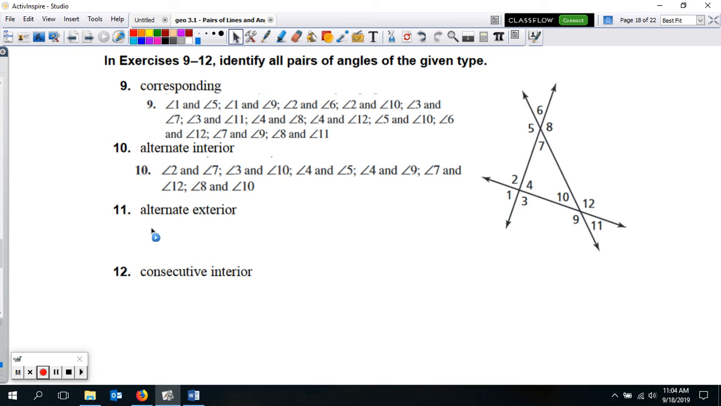So go ahead and do those ones. Write down all of them. There should be the same amount of pairs here. So we had 1, 2, 3, 4, 5, 6 pairs of them. There'll be 6 pairs for the alternate exteriors as well.